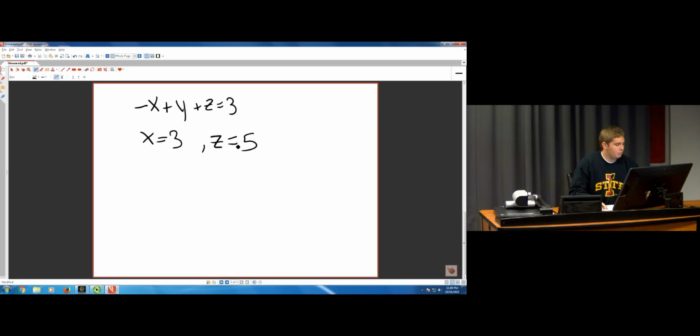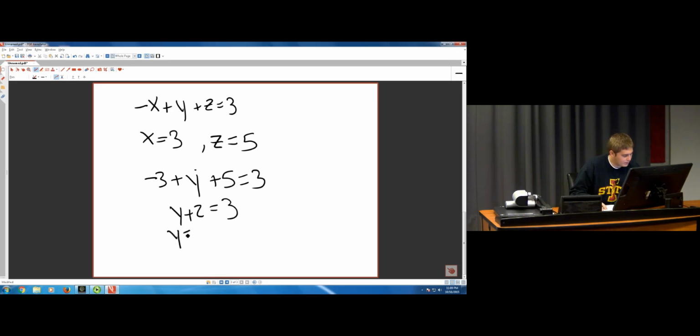Now we can simply plug our values for x and z into our equation. So we get -3 plus y plus 5 is equal to 3. Simplify that, we get y plus 2 is equal to 3. So y equals 1.